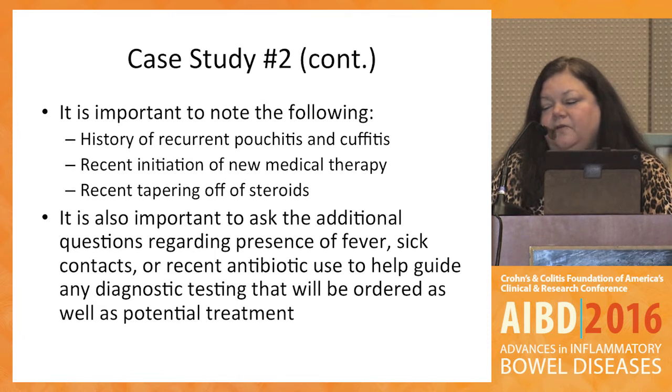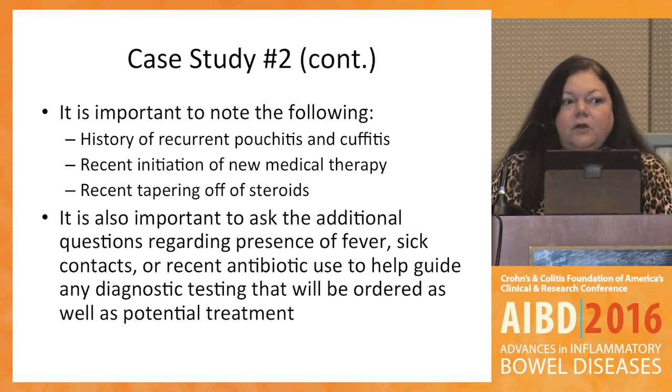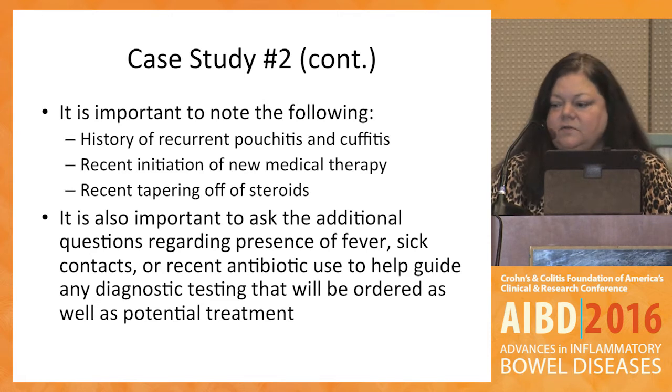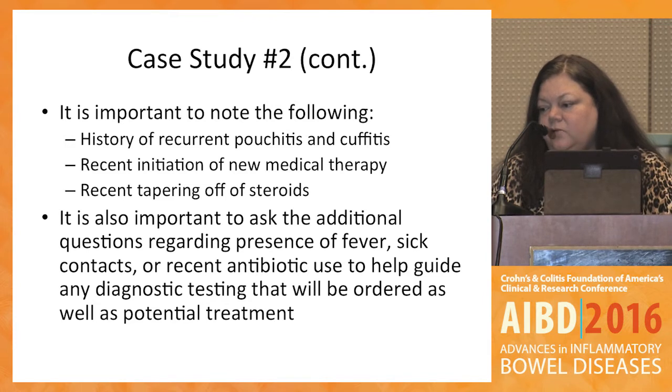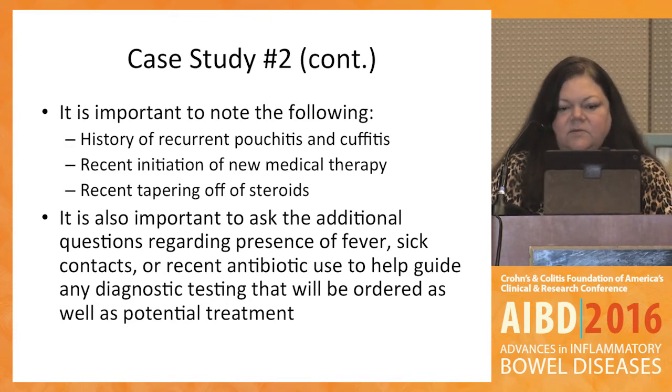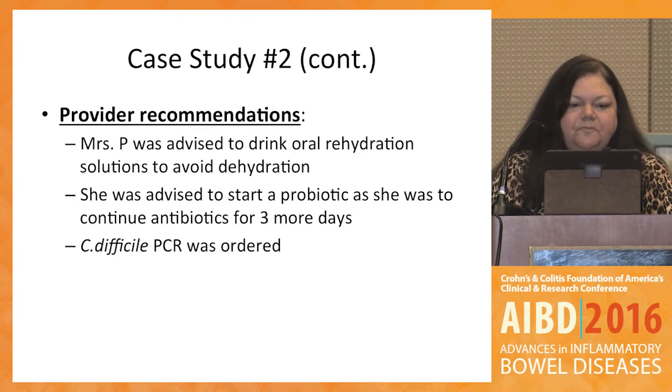So it's important to note the following when you review her history, is that she's had recurrent pouchitis and cuffitis, so you wonder if that's what's going on. She also had recent initiation of new medical therapy, so that probably hasn't had a chance to work yet. And then she was recently tapered off of steroids, and we know from her past history that she's had issues with this. So all of the other important questions were asked because that's going to help us determine what sort of additional diagnostic testing she might need, as well as potential treatment.